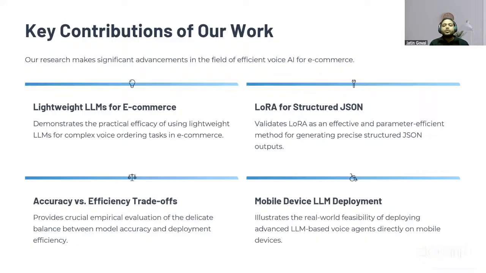The main contributions of our work are: first, we demonstrate that lightweight LLMs can handle complex voice-based e-commerce tasks. Second, we validate LoRA as an effective method for structured JSON generation. Third, we provide an empirical analysis of the accuracy versus efficiency trade-off. Finally, we show the real-world feasibility of deploying LLM-based voice agents on mobile devices.